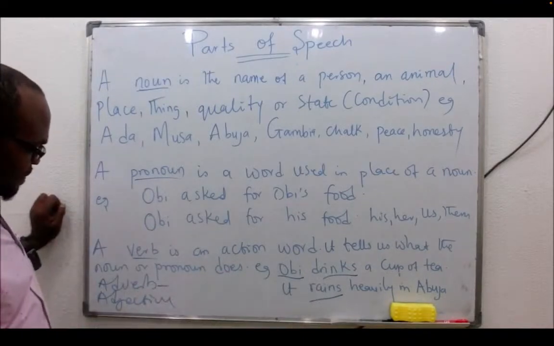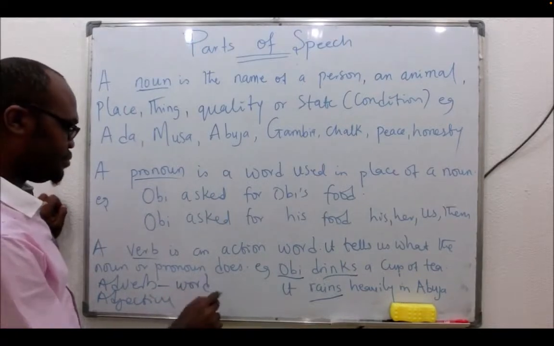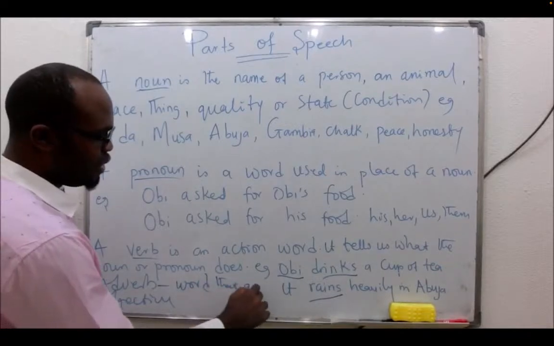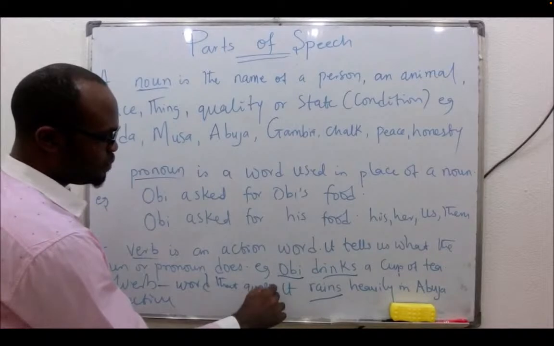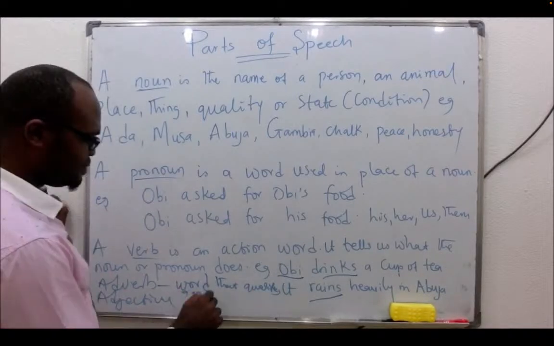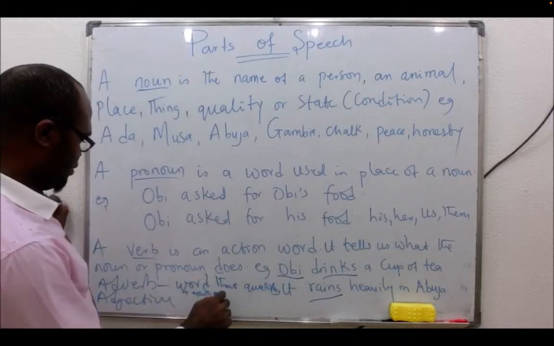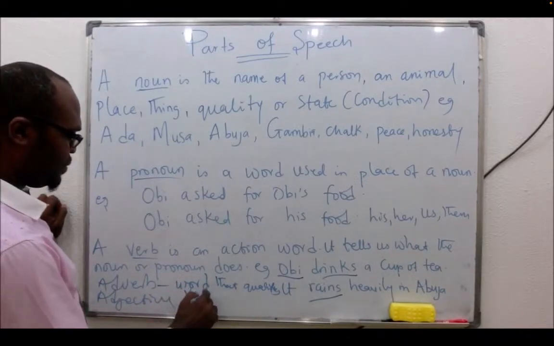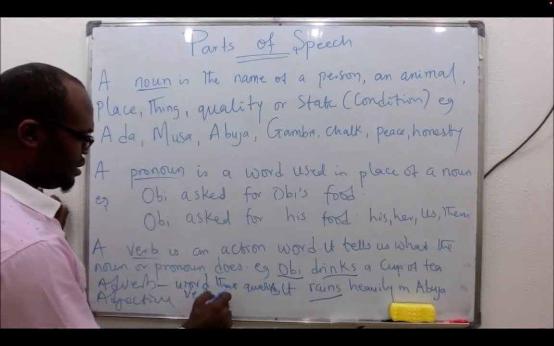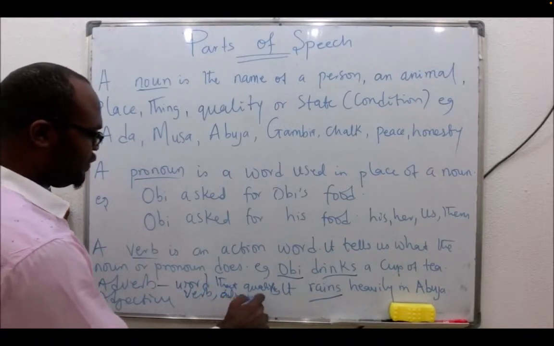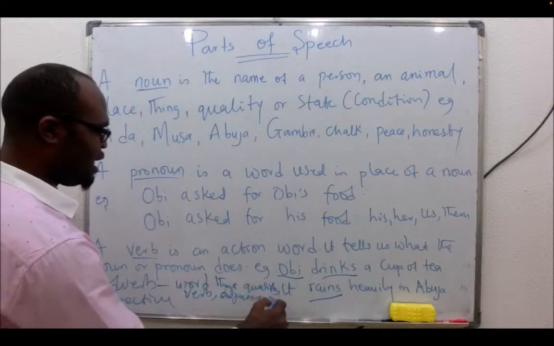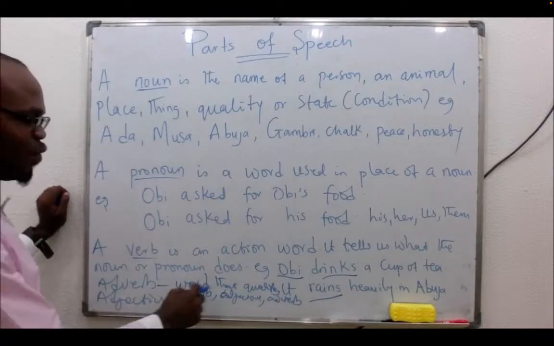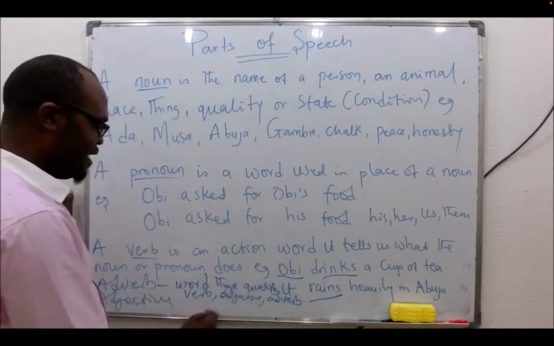Now, what is an adverb? An adverb is a word that qualifies a verb, an adjective, or another adverb. So that is an adverb. An adverb is a word that qualifies a verb, an adjective, or another adverb.